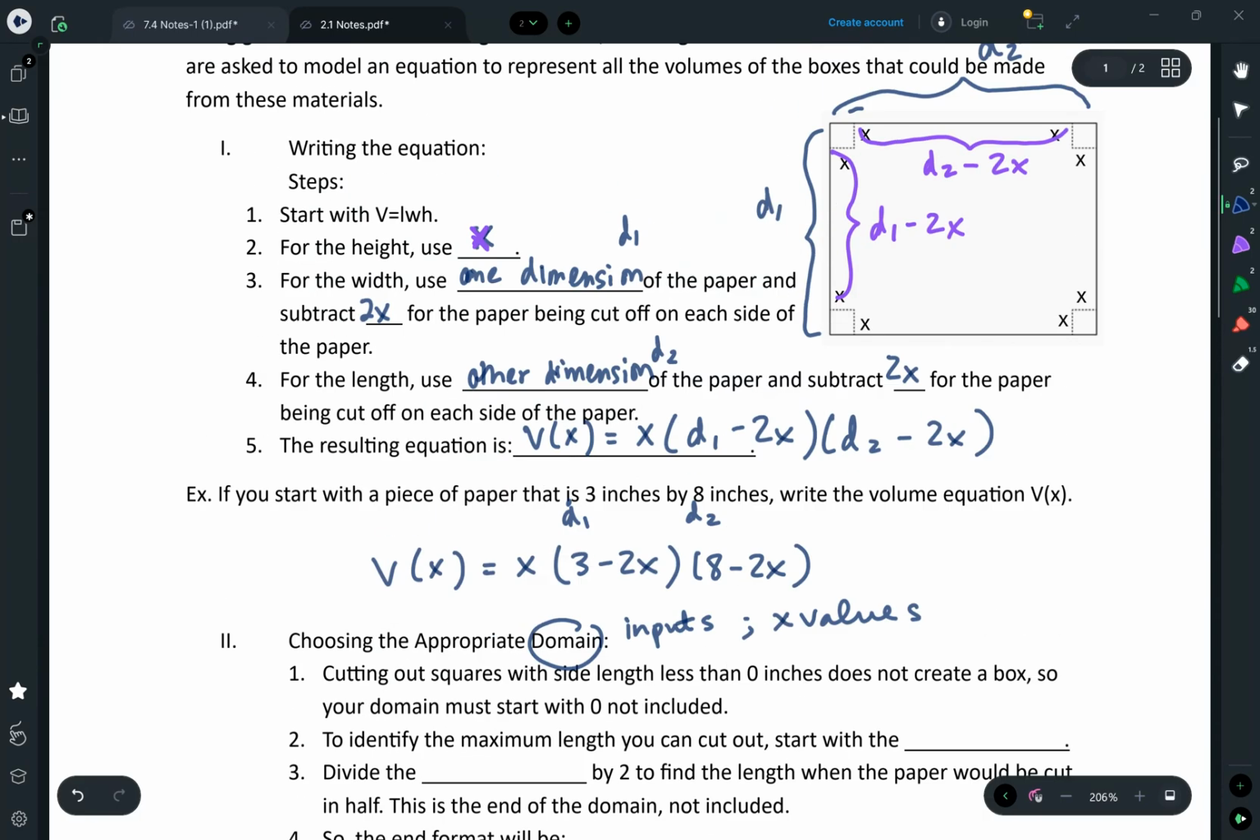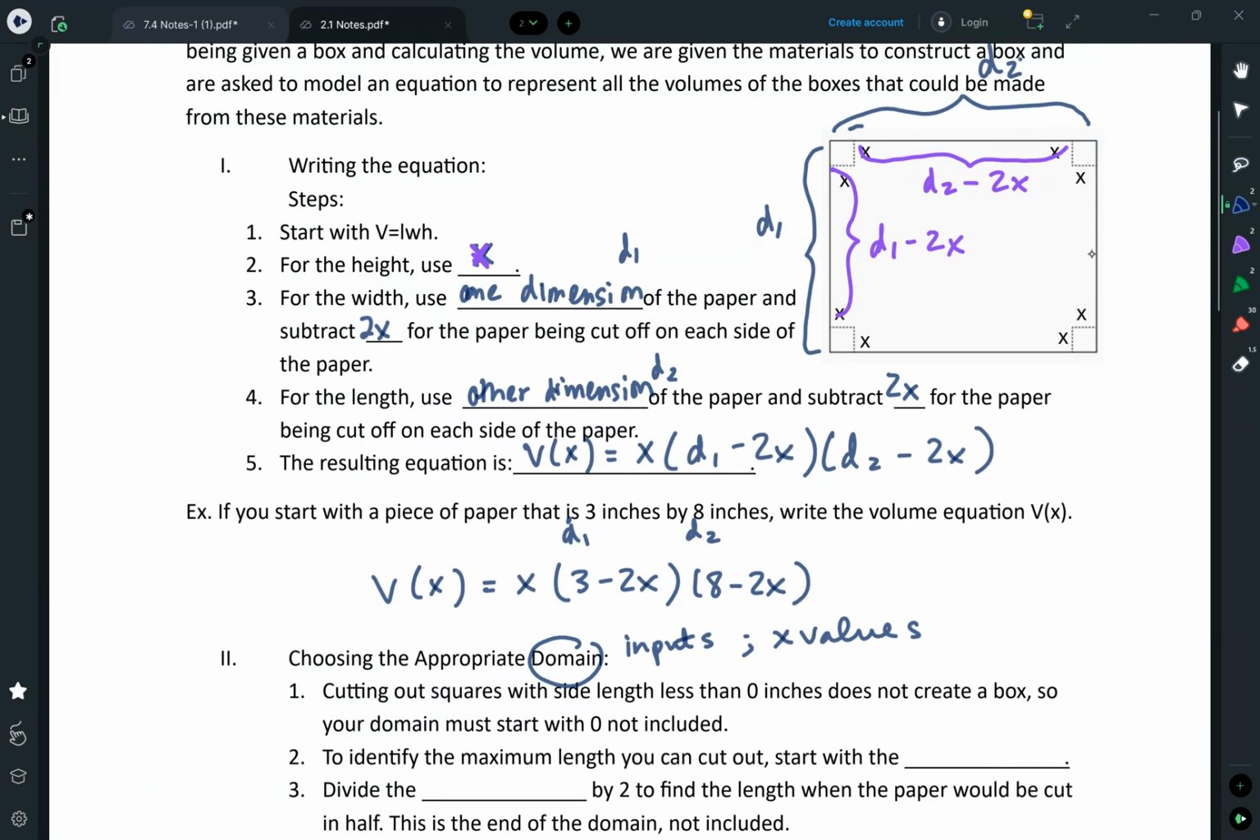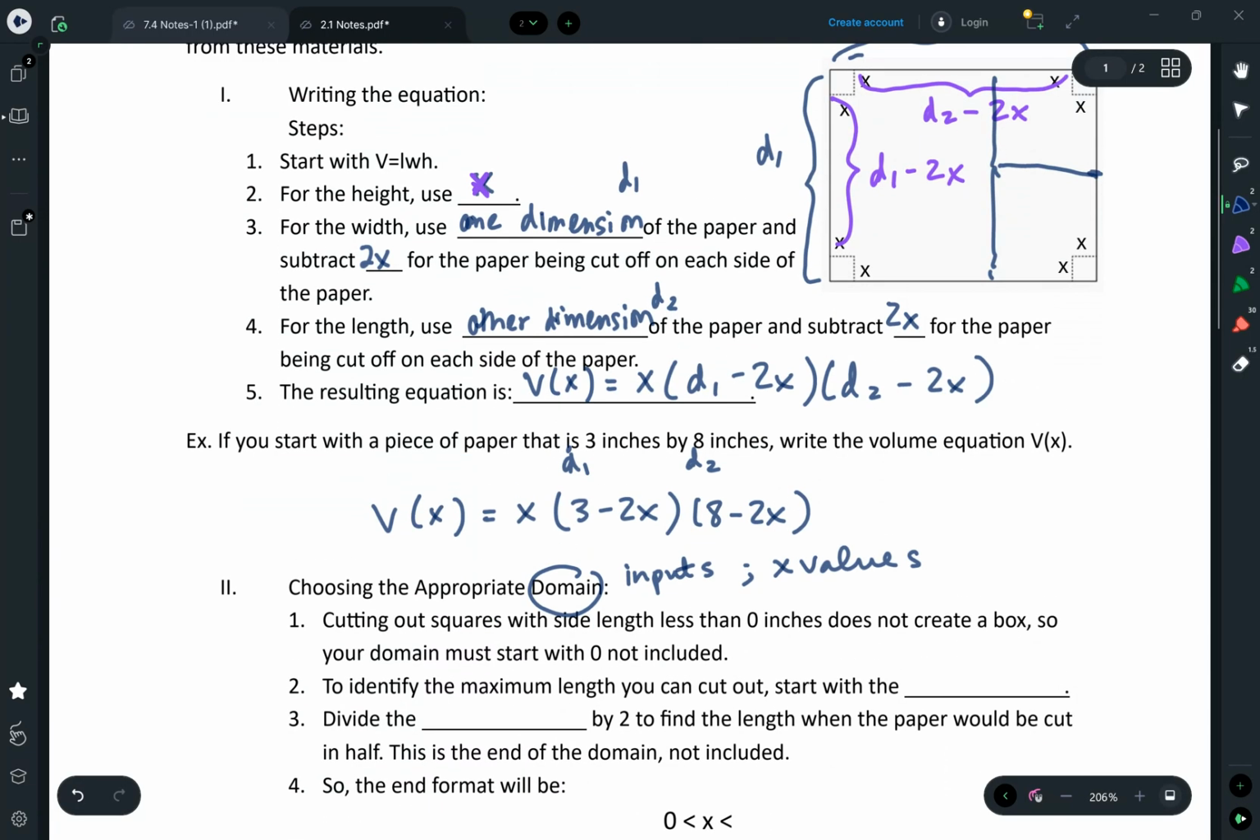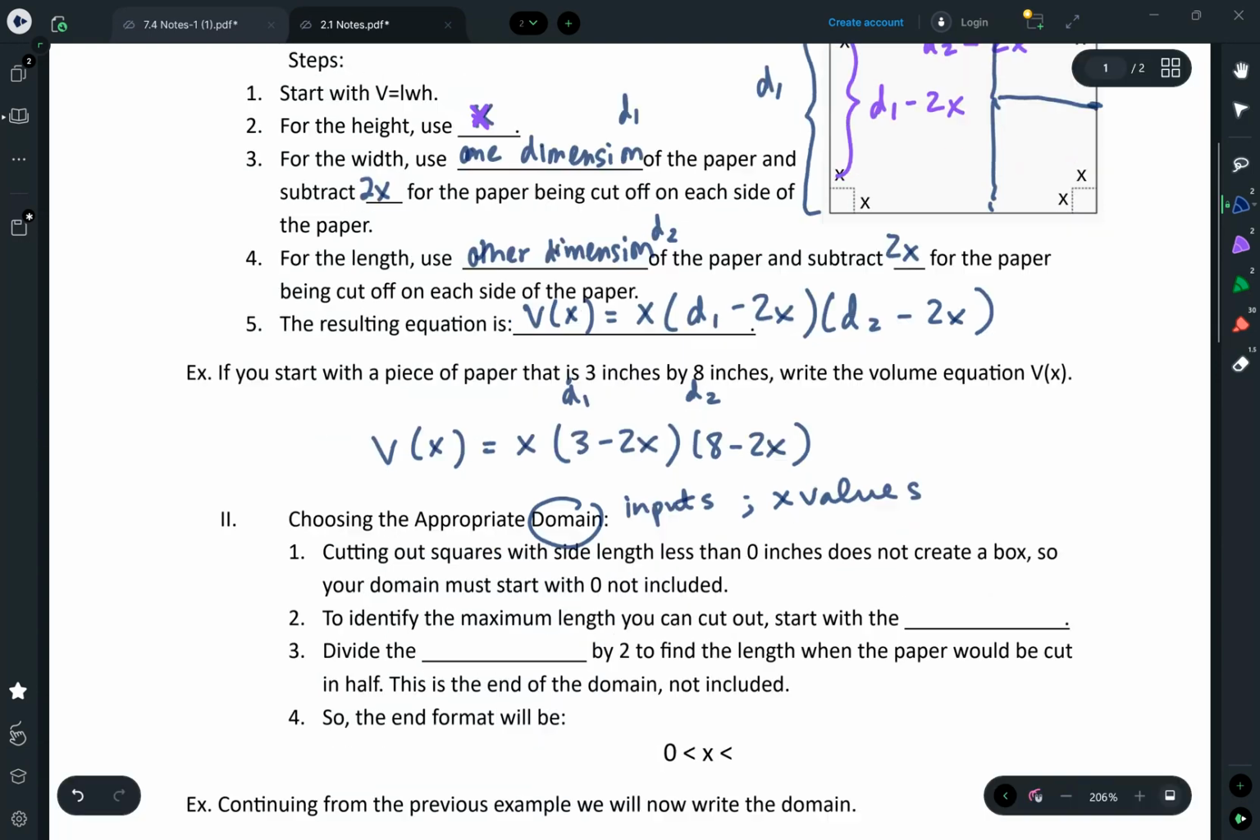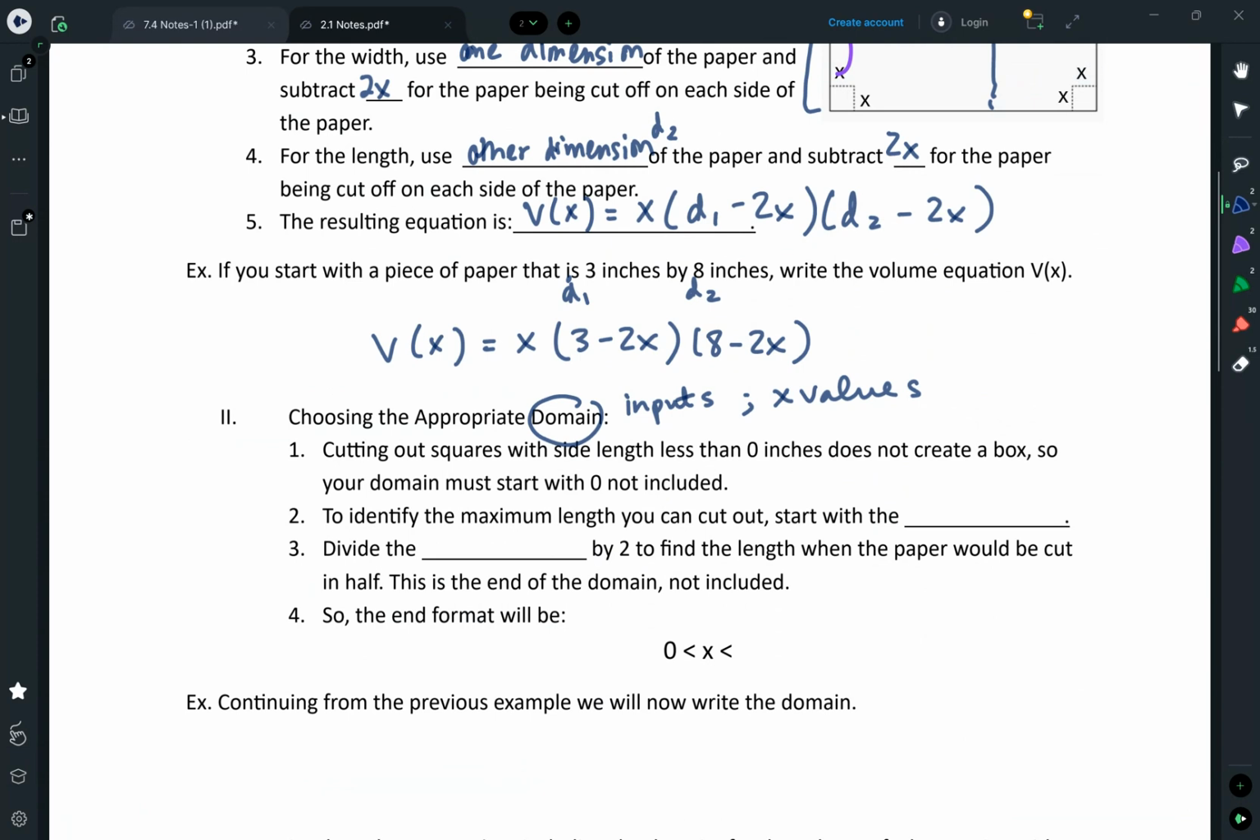Now, what's the biggest number? The biggest number is that if we went all the way and cut out this giant square on this short side, now there wouldn't be anything left to fold up. The whole side would be gone. We could leave a tiny little sliver of paper there, right? But we can't cut that much out, that whole side is gone. So to find the maximum length, we would start with our short side. And then because we'd be cutting out a square of both sides, we would divide the short side by 2.